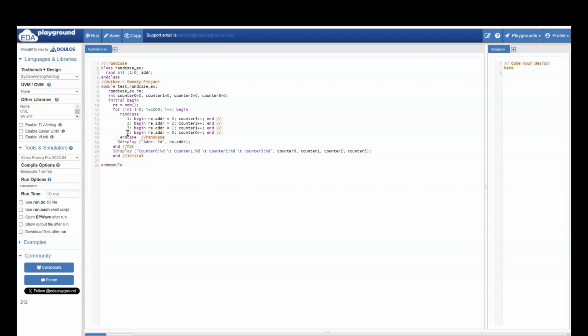In the next example, I have changed the weight of address equal to 0 to 0. Since the weight for address equal to 0 is 0, this value should never get generated, due to which the counter for 0 will never get incremented. It means I am expecting counter 0 to always be 0.